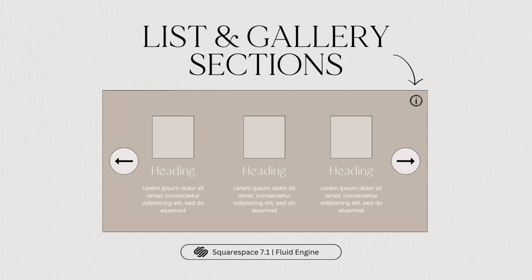Alongside our regular sections, we also have something called list sections and gallery sections. These sections let you quickly add content items and switch between layouts without having to manually rearrange them.